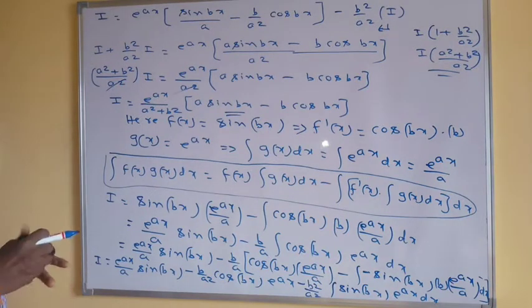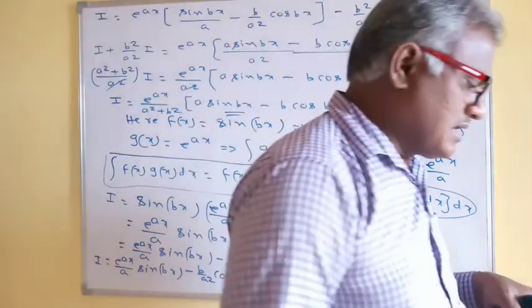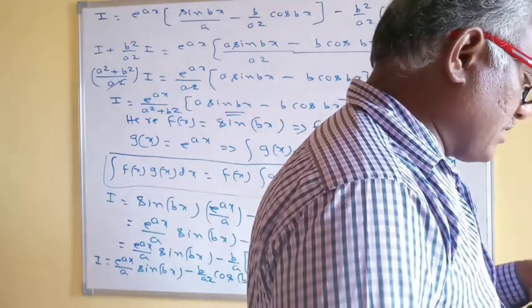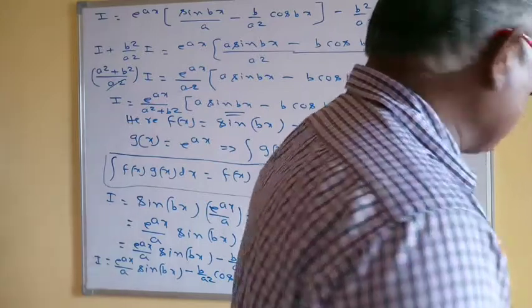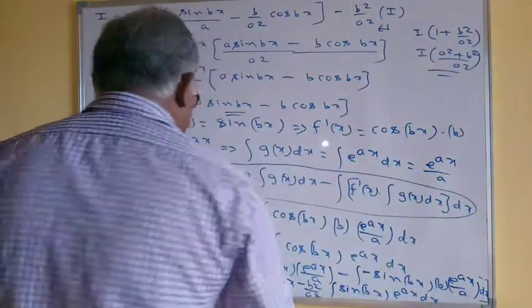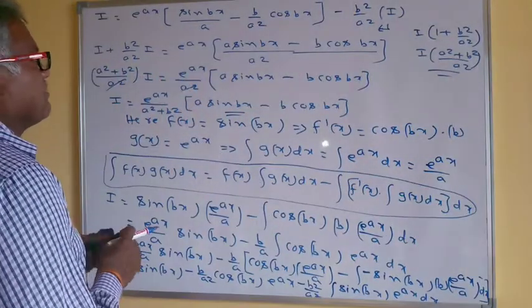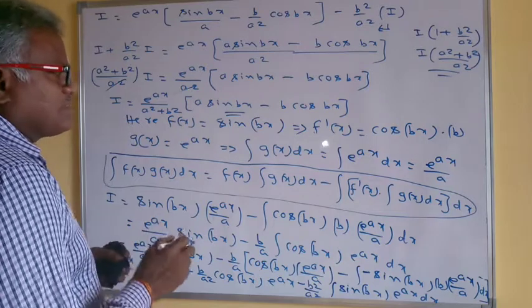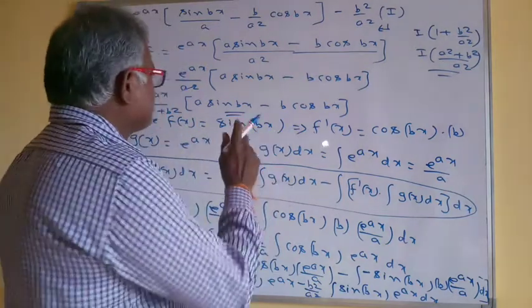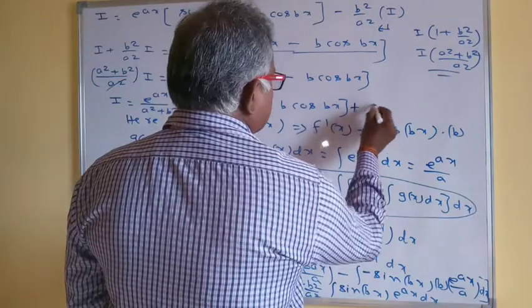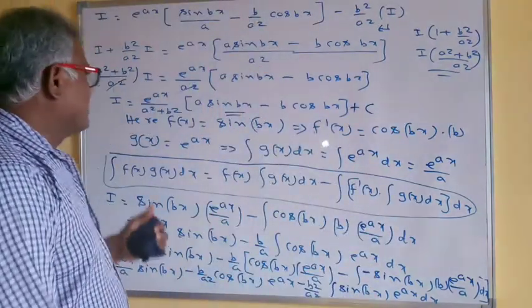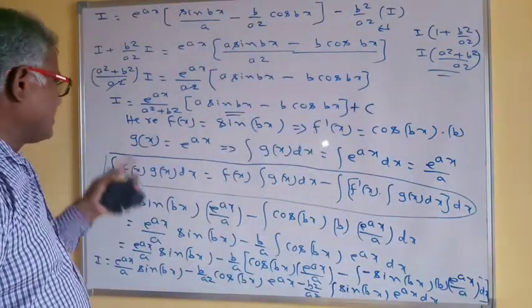So this is the problem. Suppose the problem is like this, e power ax into sin of bx plus c. The same thing happens, nothing should be changed. Just finally you have to mention plus c. So in the 13th problem also, the same thing happens.